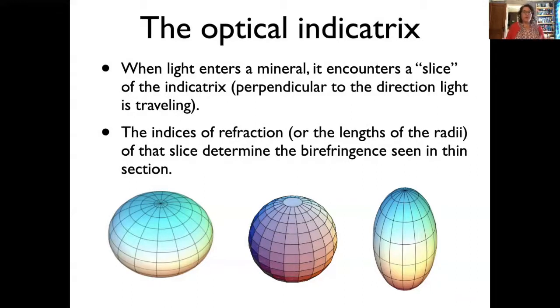And I want you to remember that when light enters a mineral, particularly when we're talking about in thin section, it encounters a slice of the indicatrix. So depending on how the light enters the mineral, perpendicular to that direction is a slice. And the indices of refraction, or the lengths of the radii of that slice, determine the birefringence that we'll see in thin section. And we're going to talk about slicing those indicatrices today.